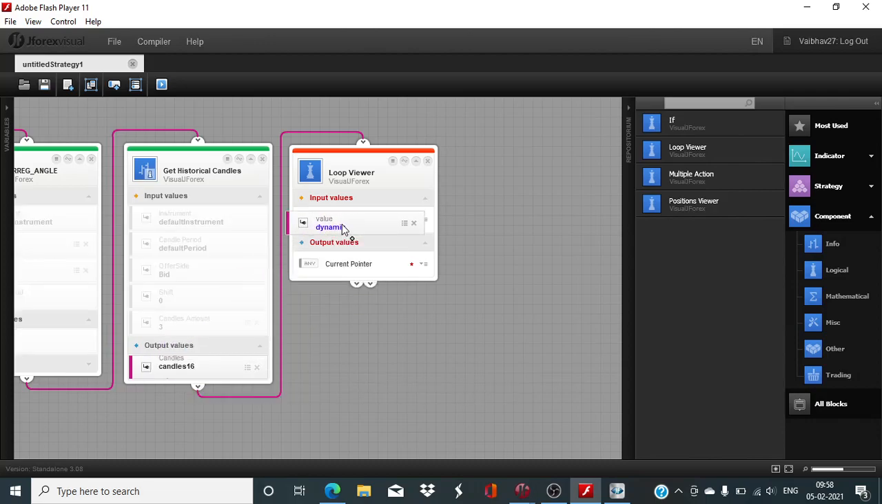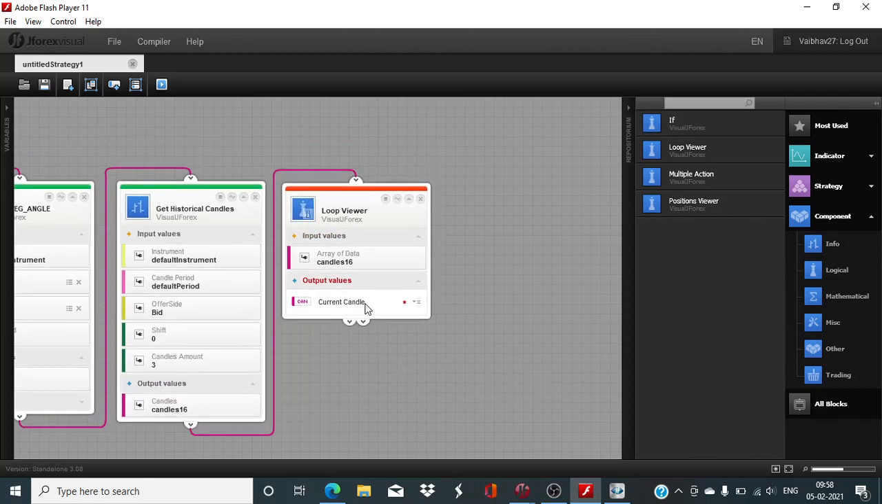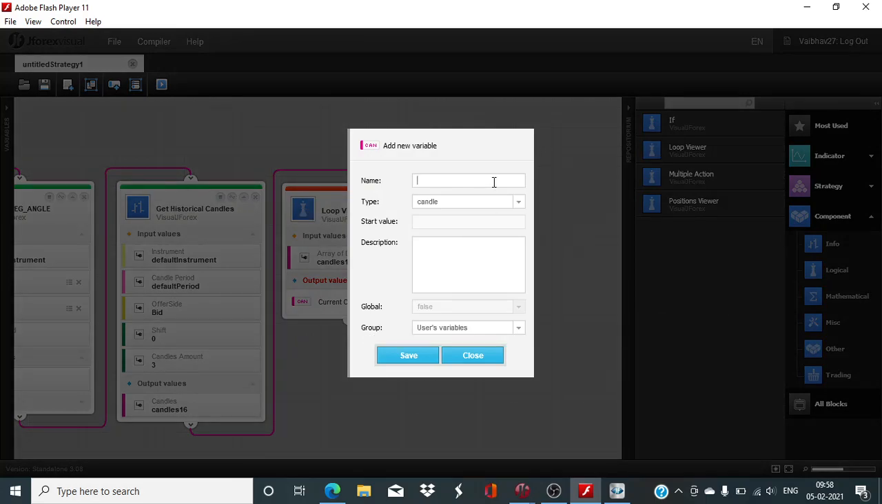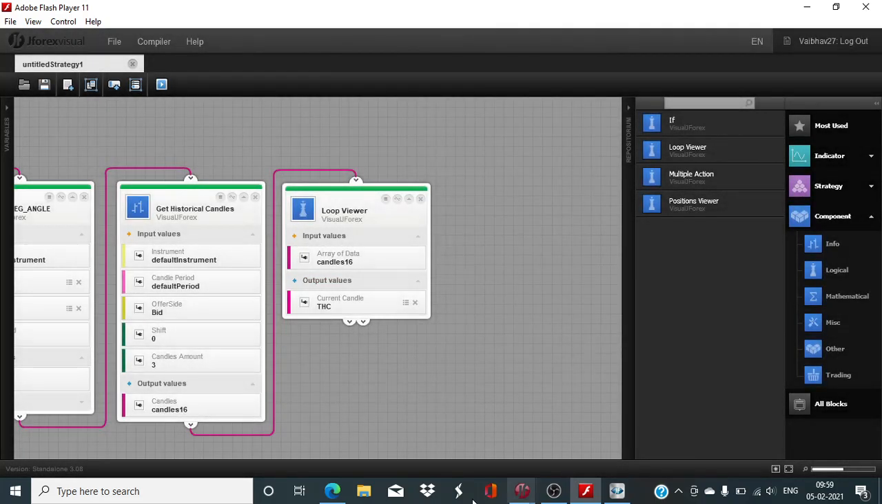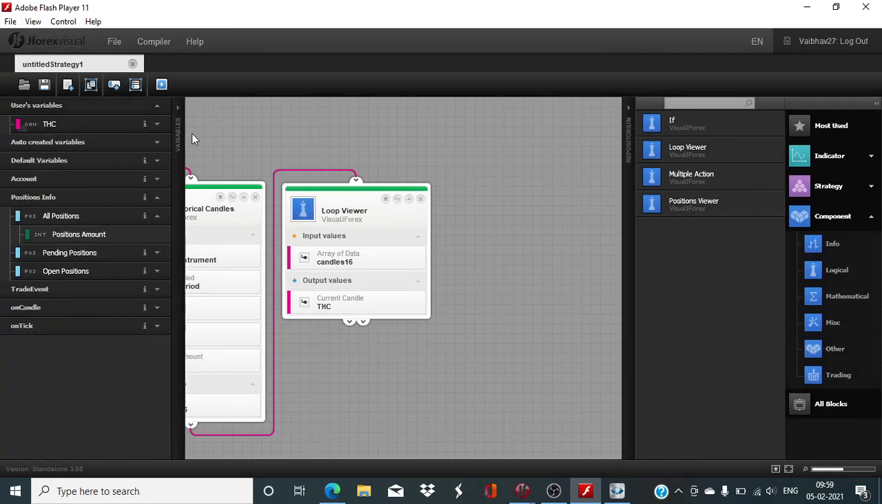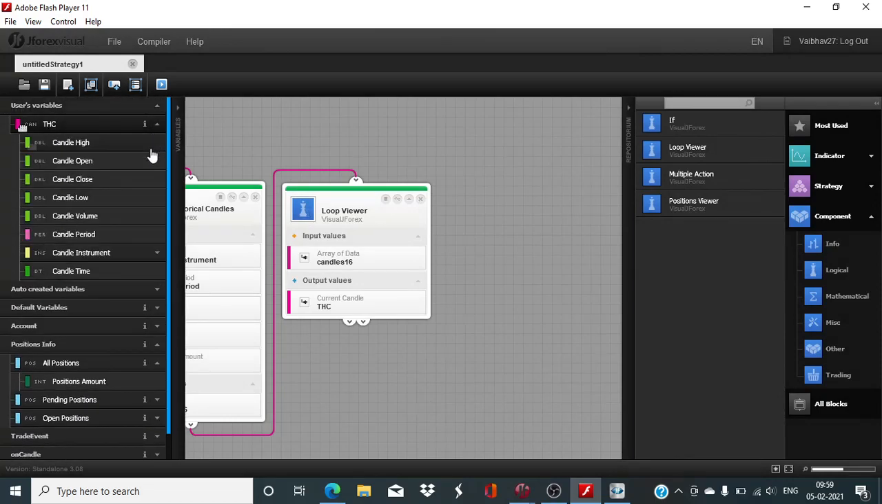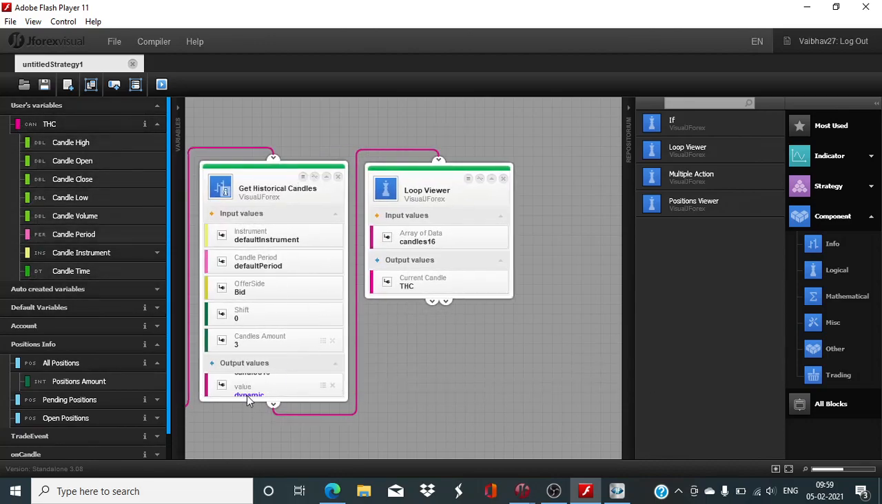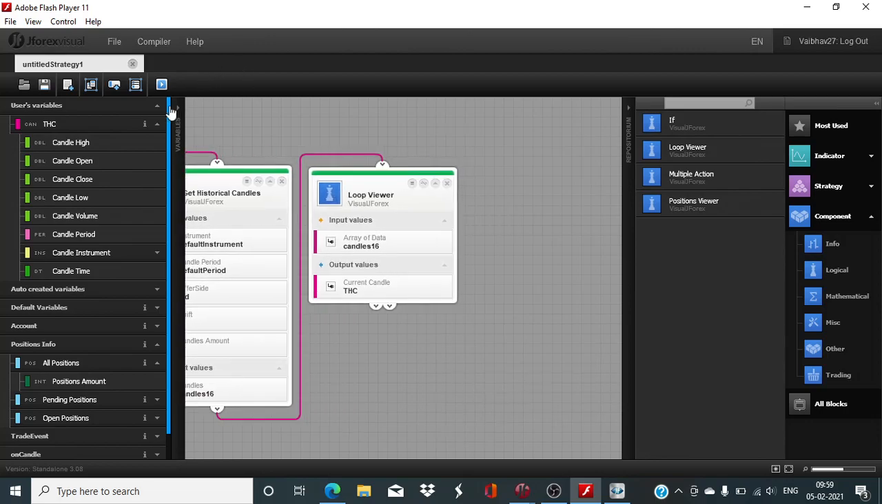And this array of data will go there, and we will have the name, I think, 3 hourly candle TLC should be good enough. And then we will be able to access the individual characteristics on these cluster of candles from simply looking at these values.